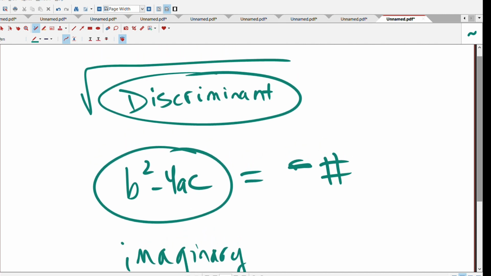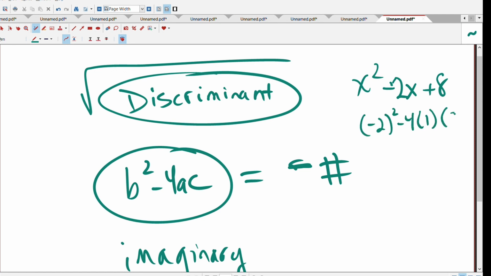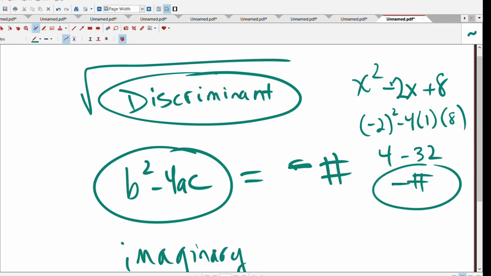So a fast check, if you're doing something quickly, let's just say I had x squared minus 2x plus 8, and I want to know if it's going to be an imaginary number. I could just do b squared minus 4ac without even doing the work. And they do ask this concept on the SAT. Here I'm getting a negative number. Who cares what the number is? I just know it's a negative number, so that's the imaginary one.